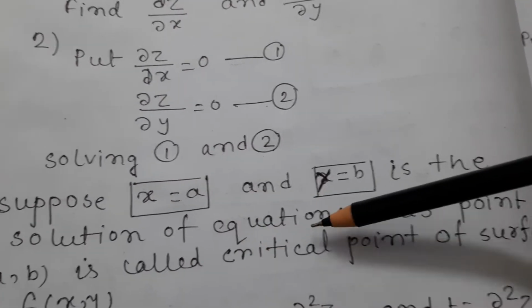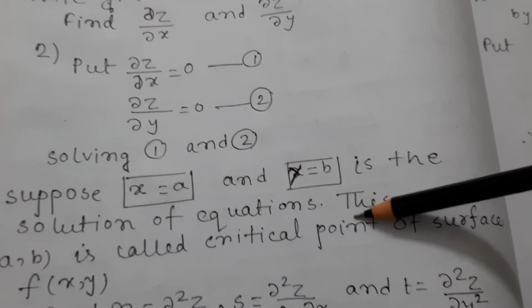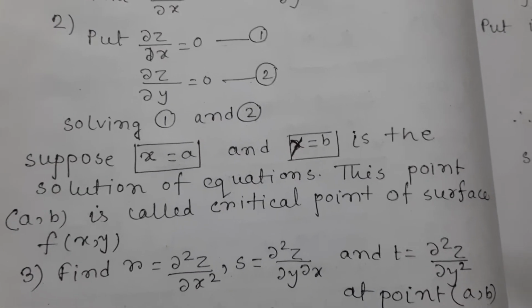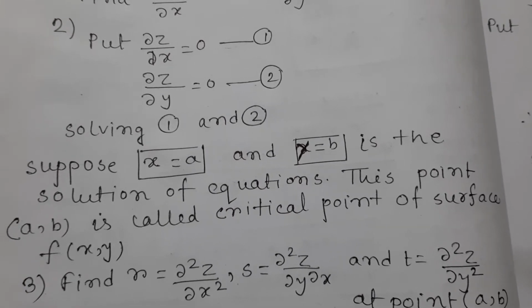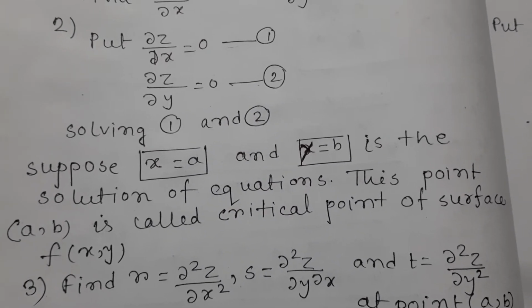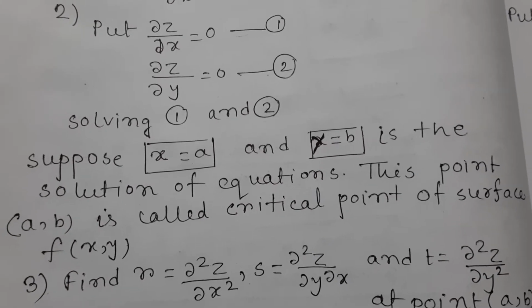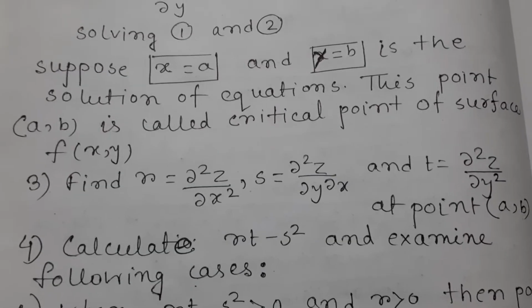Suppose x equal to a and y equal to b is the solution of the equations. This point (a, b) is called the critical point of the surface f of x, y. So (a, b) is our critical point.